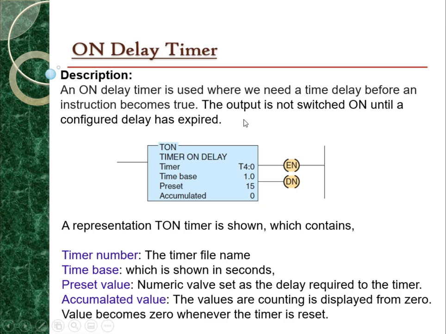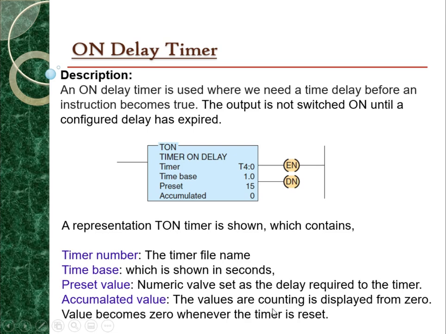So on delay timer is used when we need a time delay before an instruction becomes true. So the output is not switched on until a configured delay has expired. This is a block representation of an on delay timer, which contains the timer number, or the timer file name, and then the time base, which is normally in seconds, and then the preset value, which is the numeric value set by the programmer to determine the required delay for that timer, and then the accumulated value.